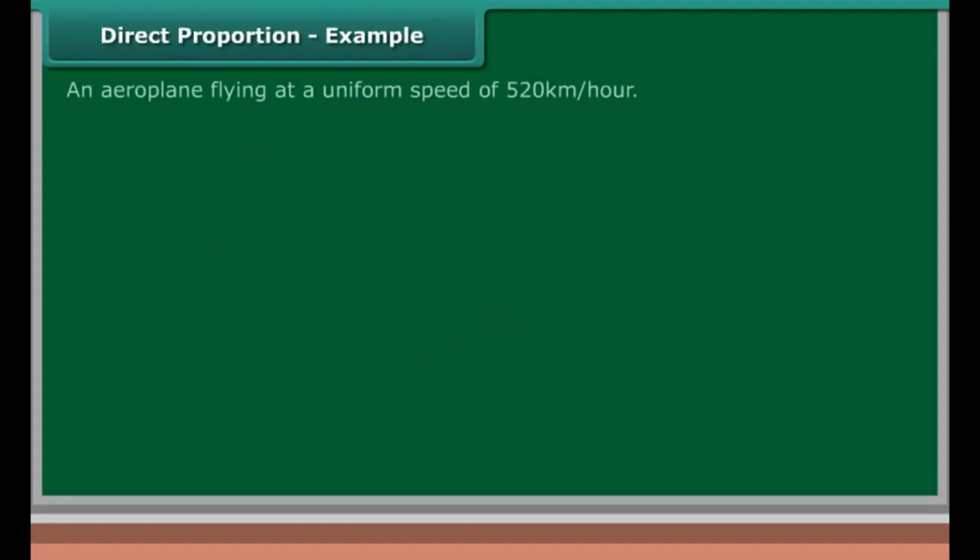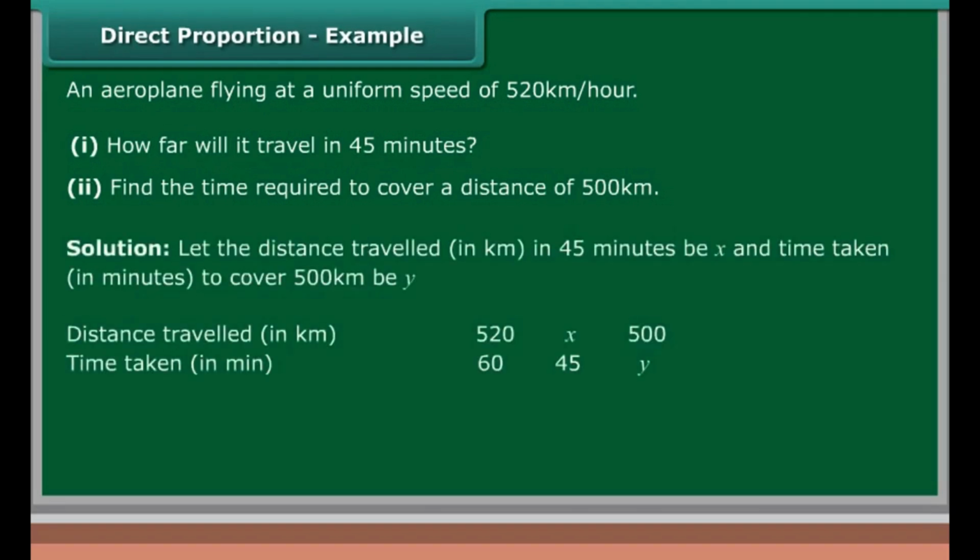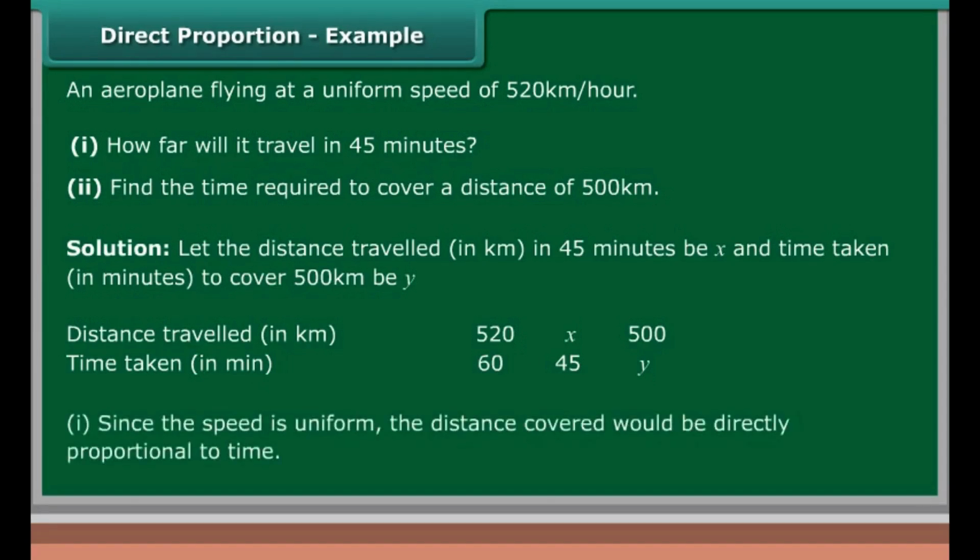Example. An airplane is flying at a uniform speed of 520 km per hour. How far will it travel in 45 minutes? Also find the time required to cover a distance of 500 kilometers. Solution. Let the distance travelled in kilometers in 45 minutes be x and time taken in minutes to cover 500 kilometers be y. Since the speed is uniform, the distance covered would be directly proportional to time.